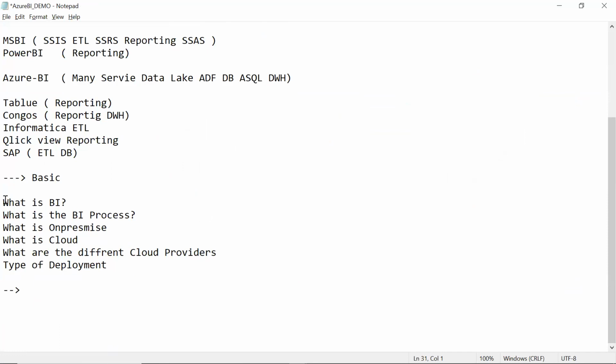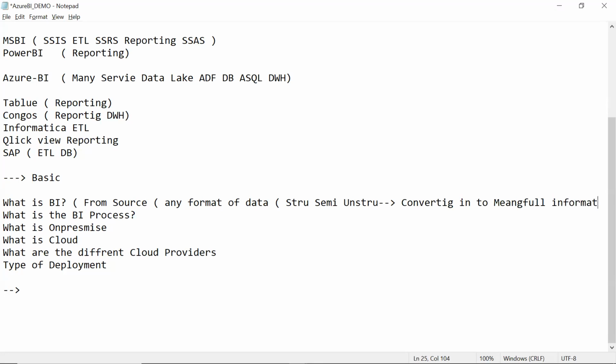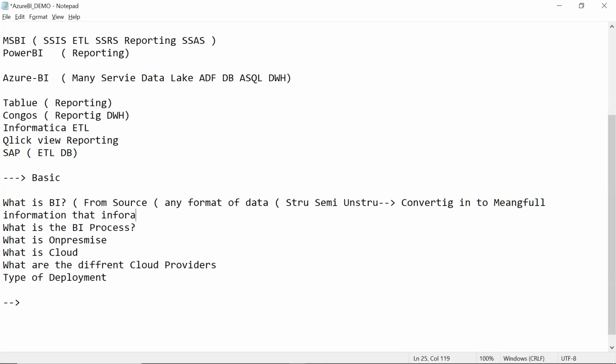So you understand BI. I hope you understand the BI process. BI is nothing but whatever information is coming from the source, it may be any format of data: structured, semi-structured, unstructured. The data you are converting into meaningful information, and that information helps the business owner or user to take business decisions.